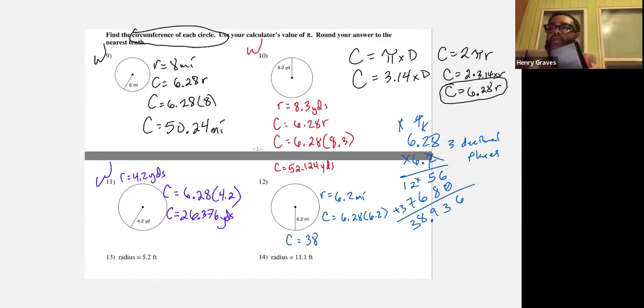Again, calculator, who's right? 6.2. Yep, 38.936. That is correct.